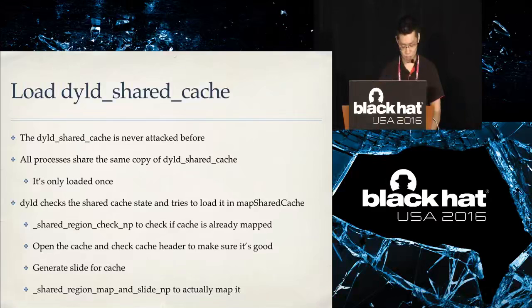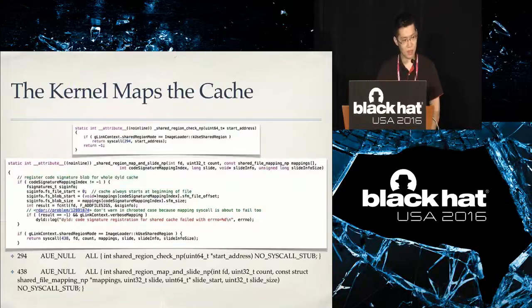And finally, it will call shared_region_map_and_slide_np to map the shared cache into memory. Since DYLD is open source, we can check the source code easily, and we'll find that the function will trap into the kernel. There's a syscall, 438, that traps into the kernel to finally map the shared cache.